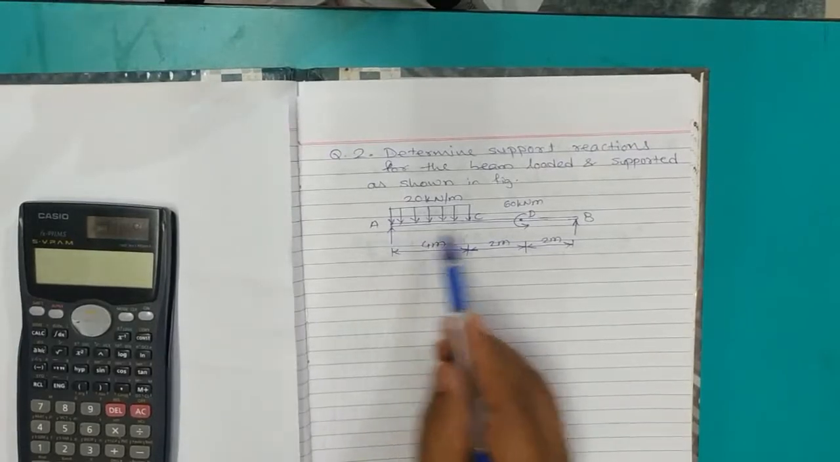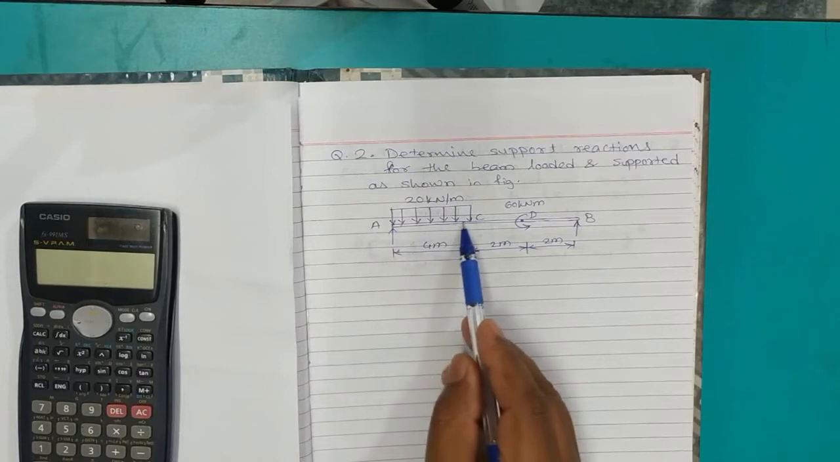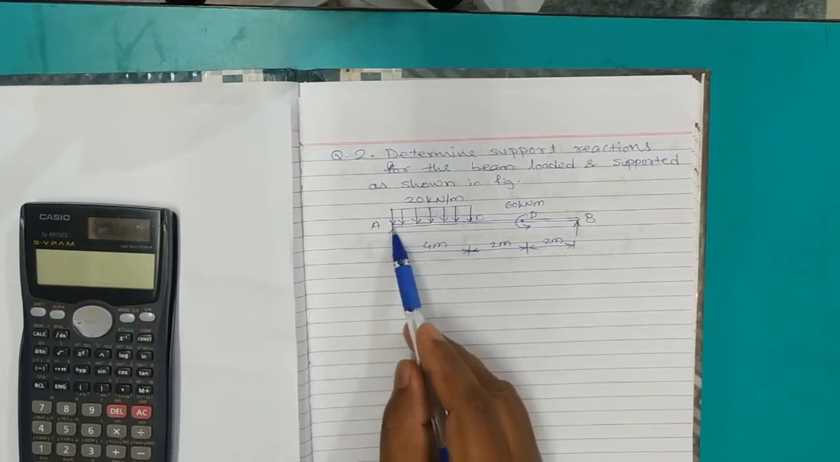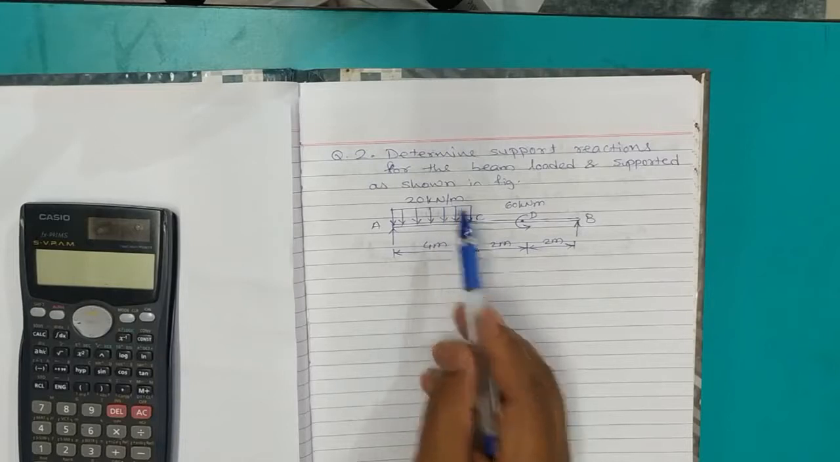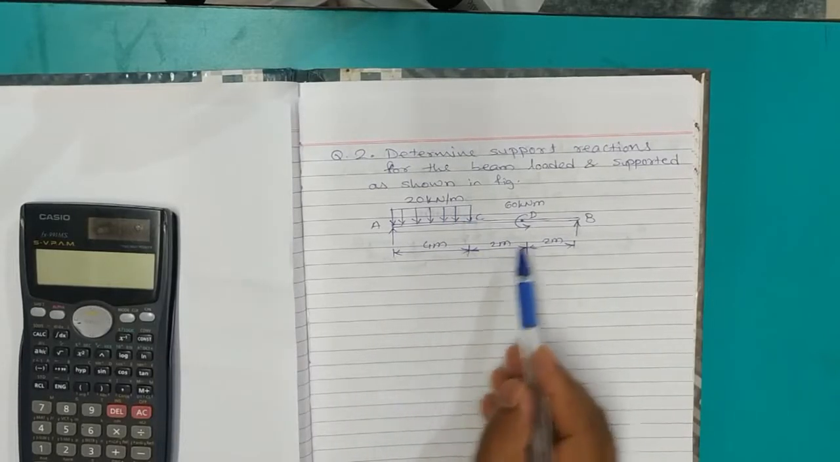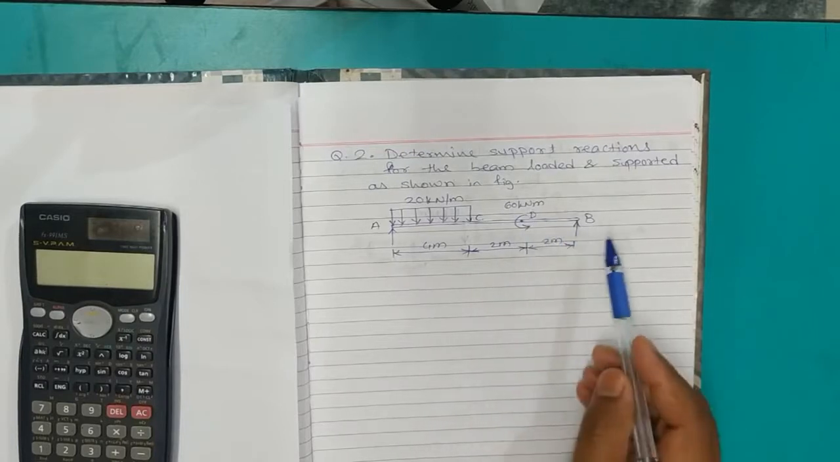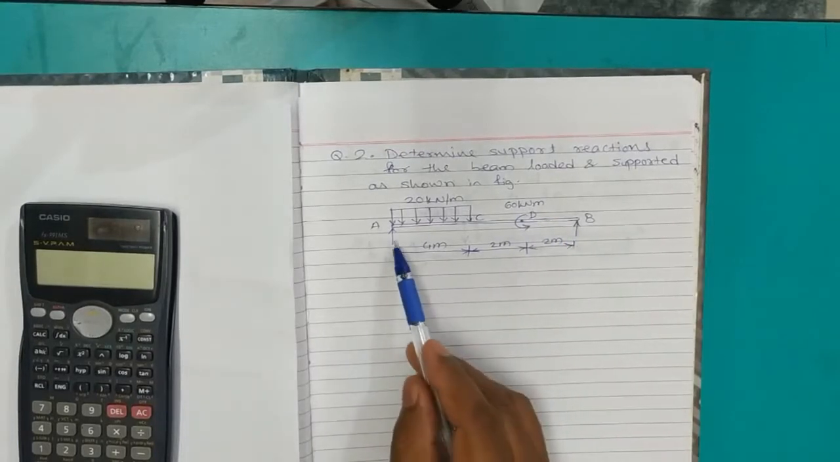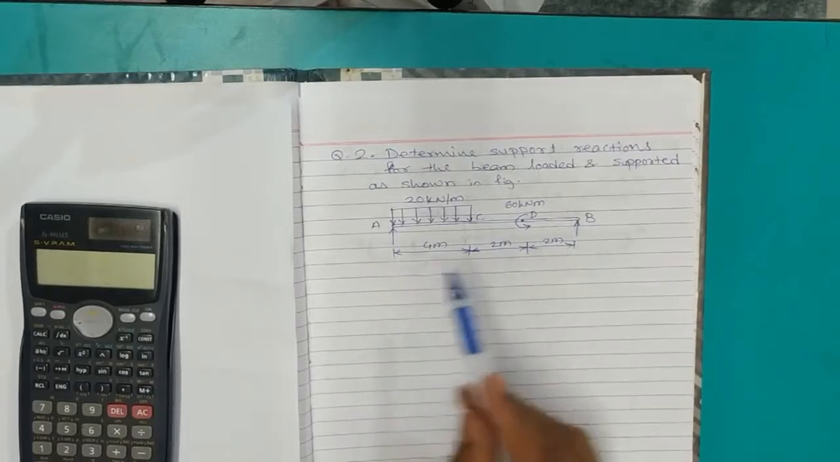We can see the beam AB which has one uniformly distributed load, UDL, or a rectangular load having intensity 20 kilonewton per meter spread over 4 meter length. At point D we have a moment of 60 kilonewton meter. Our aim is to find out reactions at A and at B.